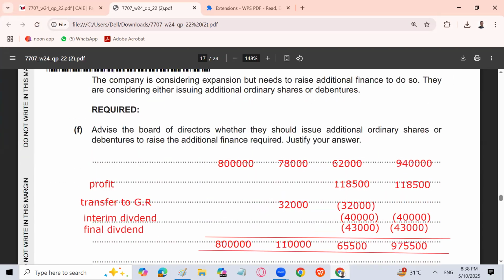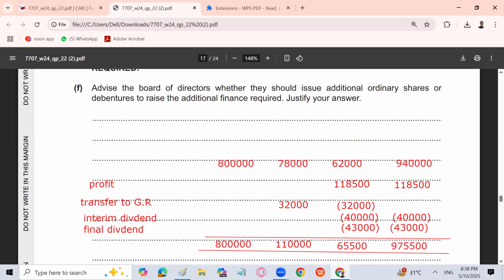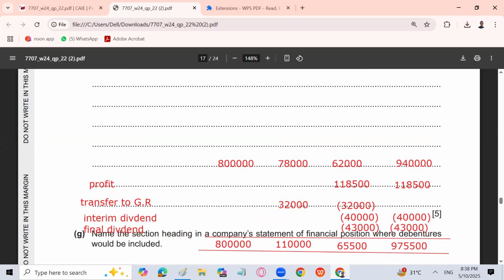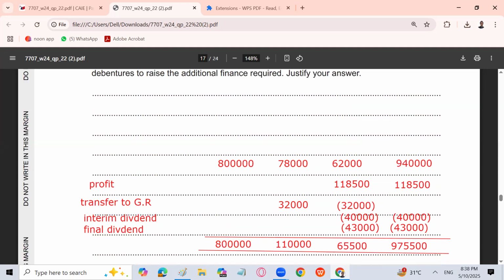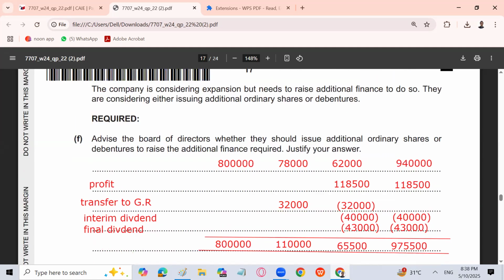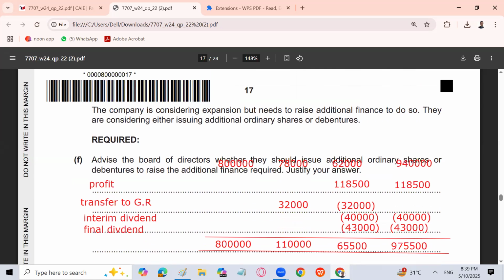Next, the company is considering expansion but needs to raise additional finance to do so. They are considering either issuing additional ordinary shares or debentures. Advise the board of directors whether they should issue additional ordinary shares or debentures to raise the additional finance required. First of all, for a theoretical question, we want to see the marks. There are 5 marks, right? So 2 points for debenture and 2 points for ordinary share, either positive or negative will be accepted, and then 1 for the decision.